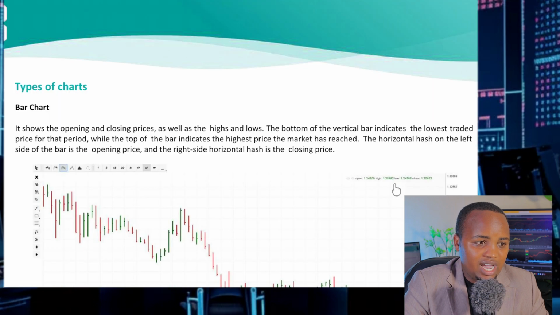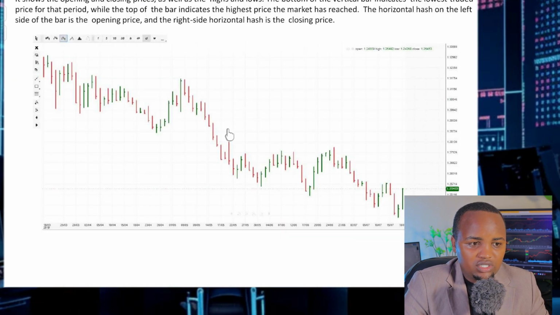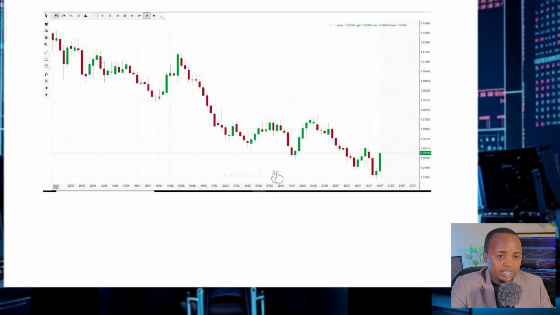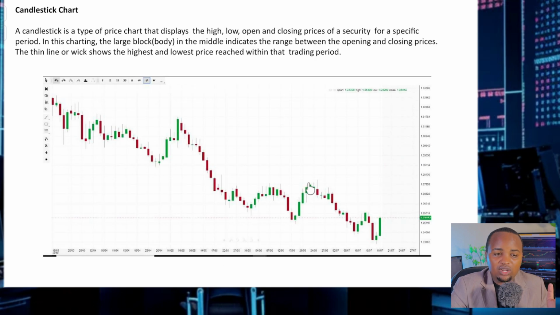Next we have the bar chart. You just select the bar chart, and this is how the bars appear. Most traders, like me, prefer trading with candlesticks, because these are called Japanese candlesticks. They are very common, and many traders love them because candlesticks show different emotions. They show how people are trading, and when the market is moving fast, and all that.